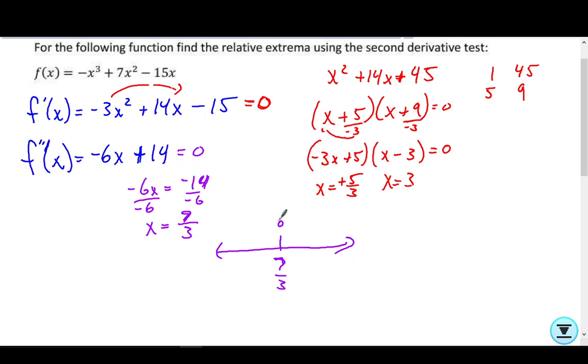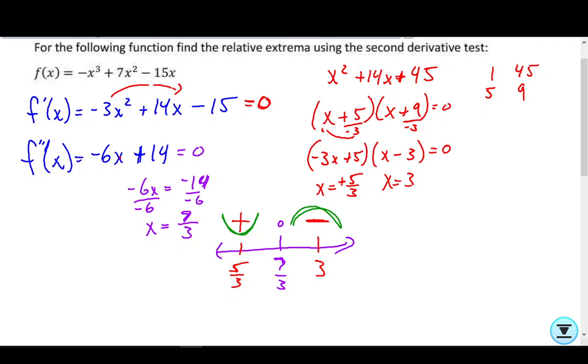Okay, so then right here I'm going to put 3. And when I put 3 into my second derivative, -6 times 3 is -18, so this side's negative. And then here I'm going to put that 5/3. When I plug in 5/3, you're going to get -30 over 3, which is -10 plus 14. This side's positive. So this side is concave up, and this side is concave down.